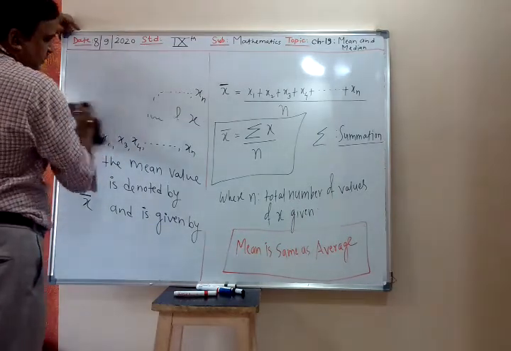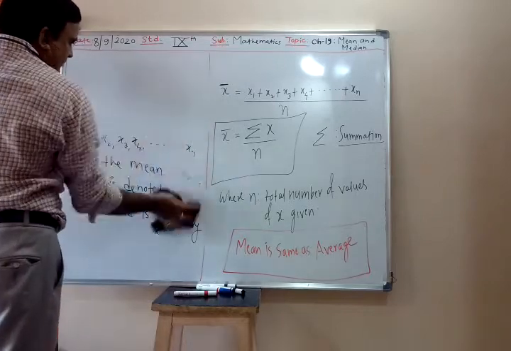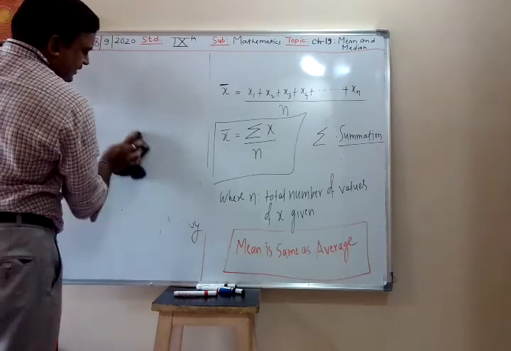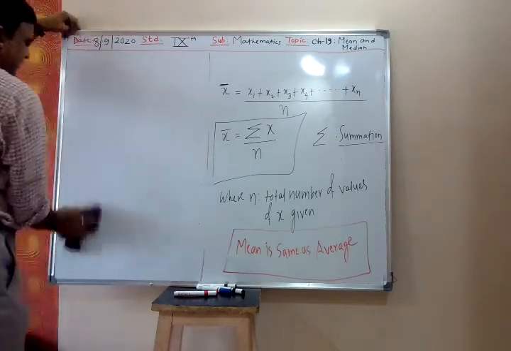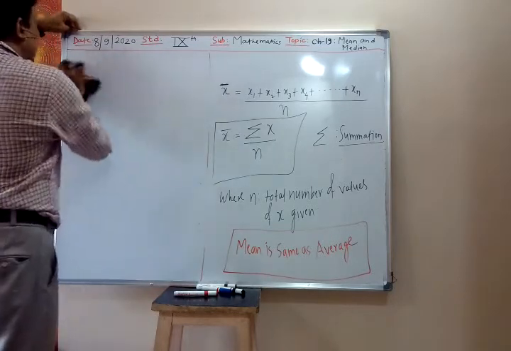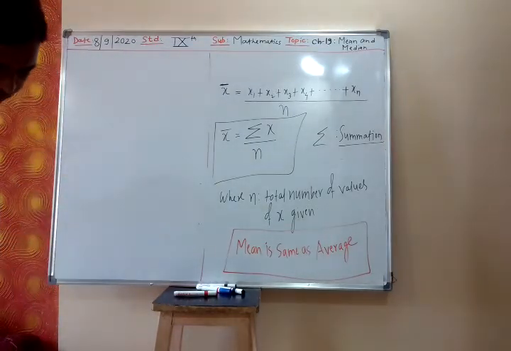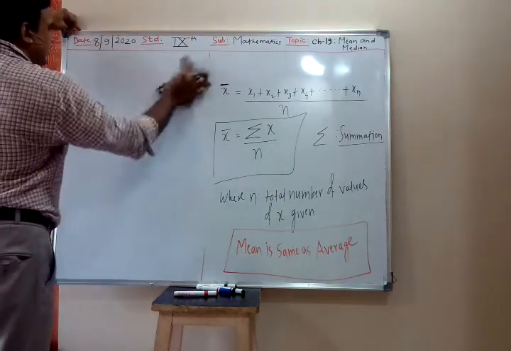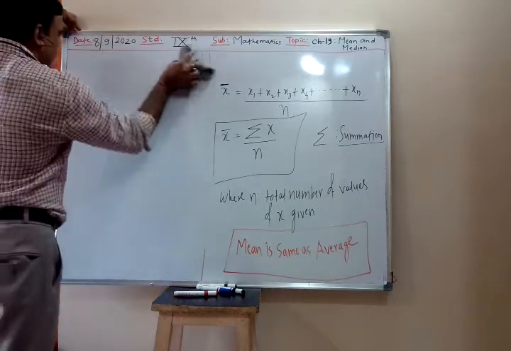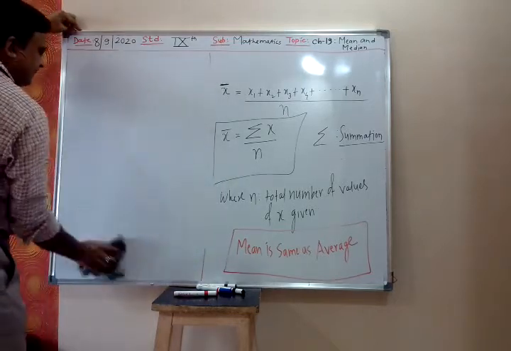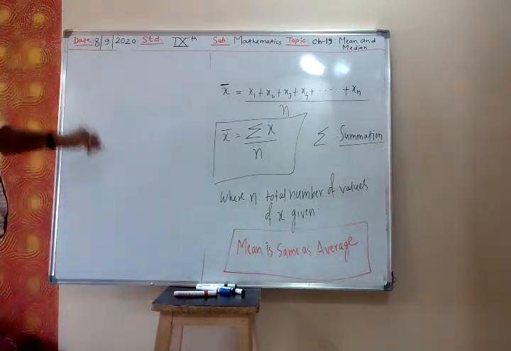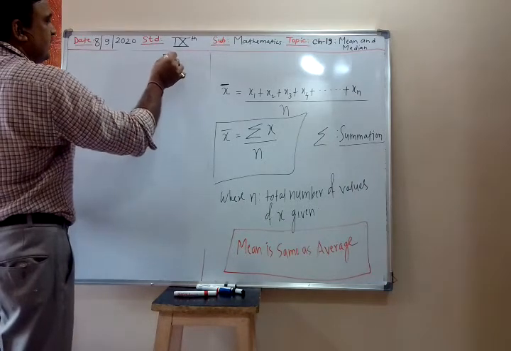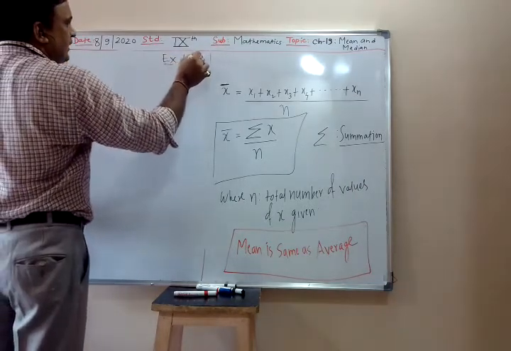So now let us switch over to solve the problem on Exercise 19a. To find the mean, you just add all the values of x. After adding all the values of x, you divide this total by the total number of values given, and you will get the mean value or average.